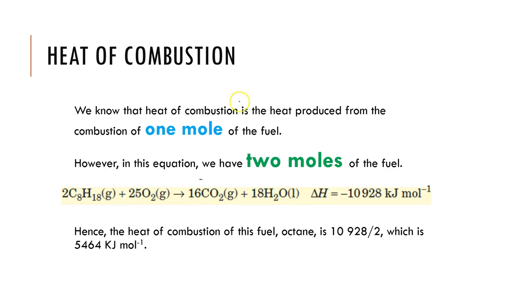Okay, so because delta HC in our tables is produced per mole, if the coefficient of the fuel is anything other than 1, then we need to multiply by that amount to get the delta H value that we report as our thermochemical equation. Okay, so thermochemical equations are balanced chemical equations where we include the delta H value for that equation. Okay, so in this case, the heat of combustion of the fuel is 10,928 divided by 2, okay, which is what we saw on the table of values and what would be reported in your data booklet.